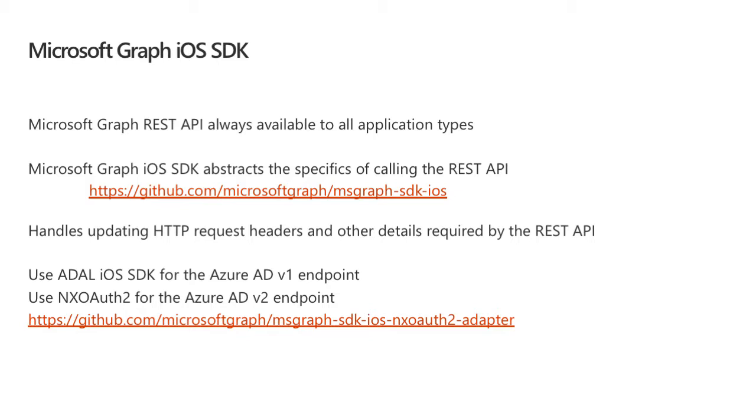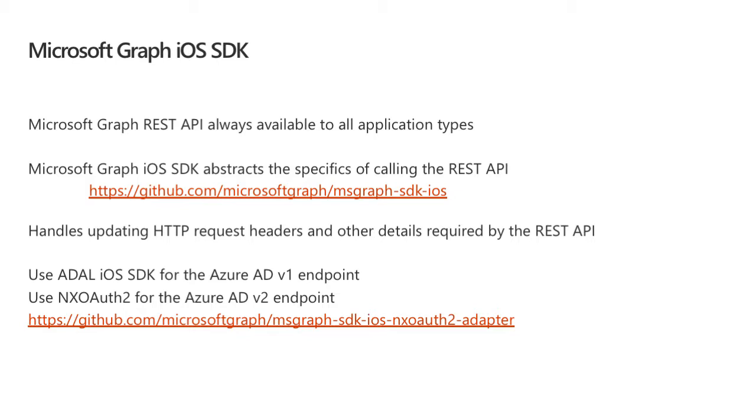Now, developers can leverage the Microsoft Graph REST API in any type of application, and Microsoft also provides a native iOS SDK for the Microsoft Graph, and that's great when you're using the ADAL authentication endpoint. It abstracts away the details of working with the REST API, and it also provides a fluent API for creating requests. But as I've mentioned earlier, the iOS SDK for MSAL is not compatible with the Microsoft Graph iOS SDK. So we're going to leverage the REST API.